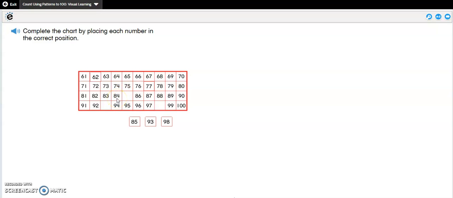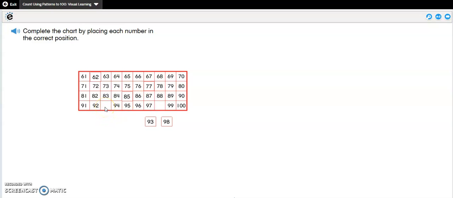Let's look at this space. Before it comes 84 and after it comes 86. They both have 8 in the tens place. So does this number. Let's check. 84, 85, 86. That sounds right.